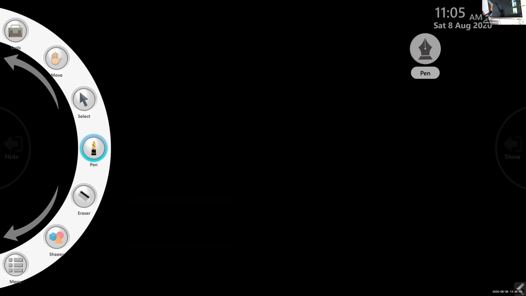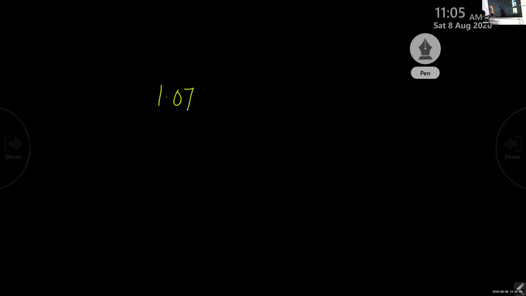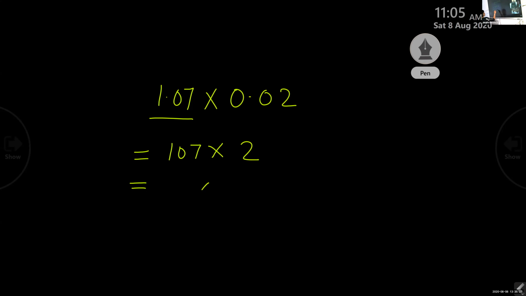It was 1.07 into 0.02, isn't it? This was the question. Now, what is the number here? 107 into 2. Okay, so what will we get as the answer? 2 sevens are 14. 2 zeros are 0, 0 plus 1, 1. 2 ones are 2. 214 you will get.